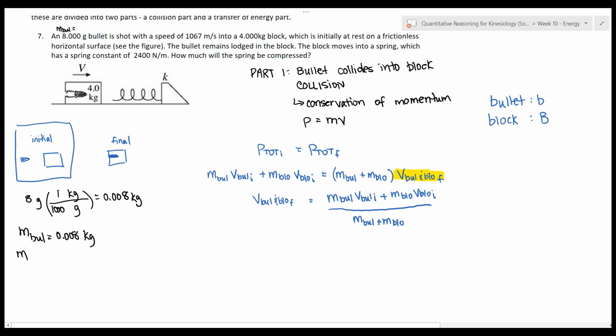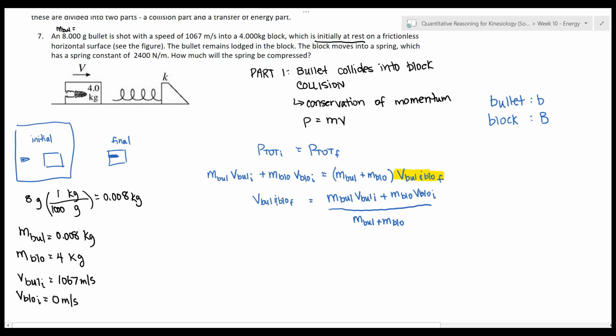And the mass of the block is 4 kilograms. Okay, the initial velocity of the bullet is given to us as 1,067 meters per second. The initial velocity of the block, it tells us it was initially at rest, so it's 0 meters per second.